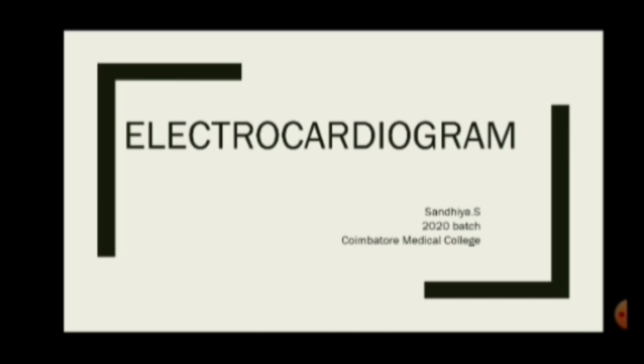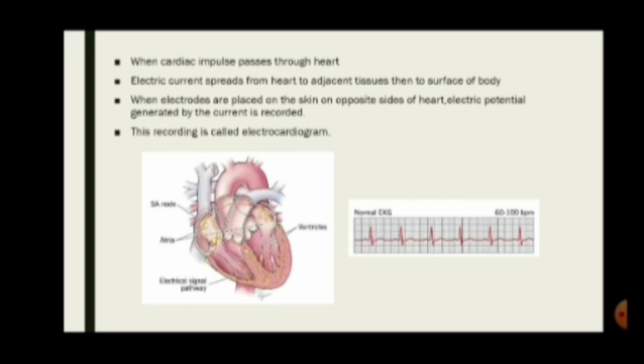Now gonna present the topic Electrocardiogram. When cardiac impulse passes through heart, the current spreads from heart to the adjacent tissues, then to the surface of the body. When electrodes are placed on the skin, it can record the electrical potential generated by the current. This recording is called electrocardiogram. In simple terms, it is the measuring of the electrical activity of the heart.